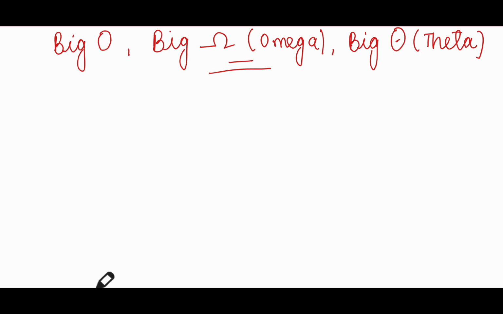In this video, let's discuss the three major notations that are used in data structure and algorithms. The first is big O, which we generally see. O means order of. And there is big omega and there is big theta.